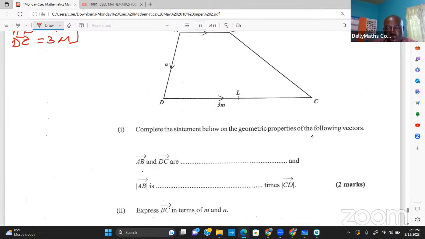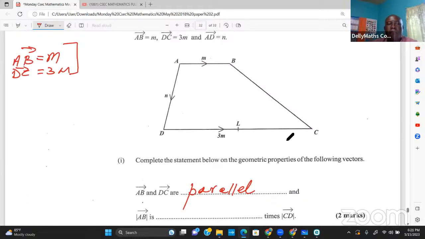When once, when twice, they are parallel. Remember, if you can multiply or divide one vector by any number and you get the next vector, that means that they are parallel, right? So you could see that 3 times AB gives me DC, all right? And if I divide DC by 3, I get AB. So they are parallel vectors.